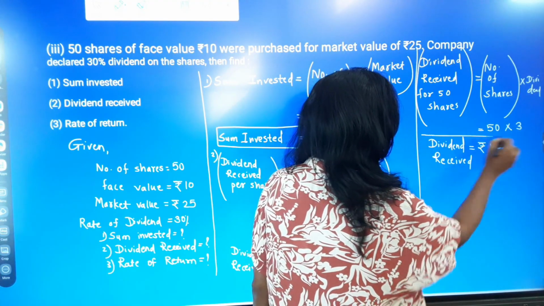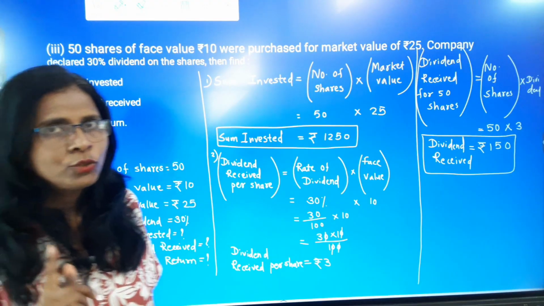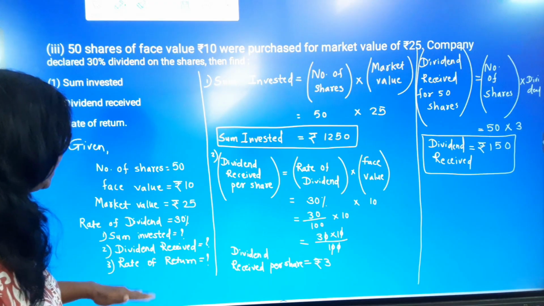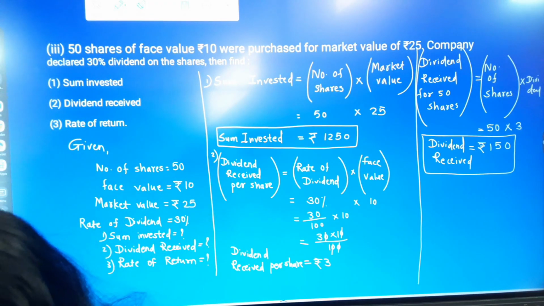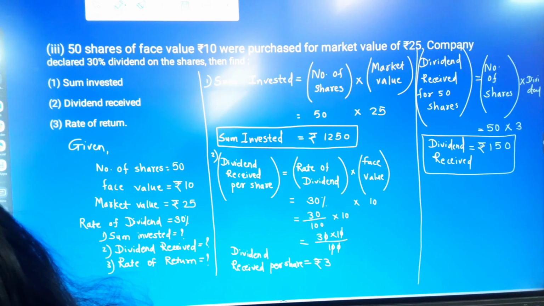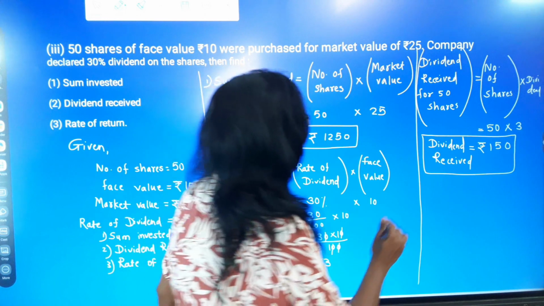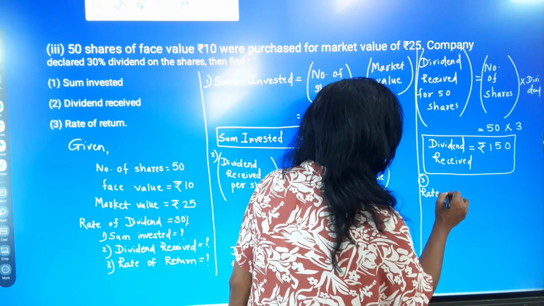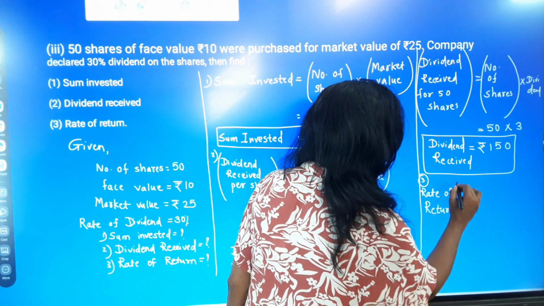Dividend received is equal to rupees 150. Okay, students, the next one, that is the third one, is that we have to calculate the rate of return. So how can we find out the rate of return?